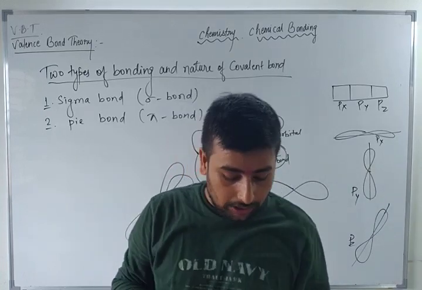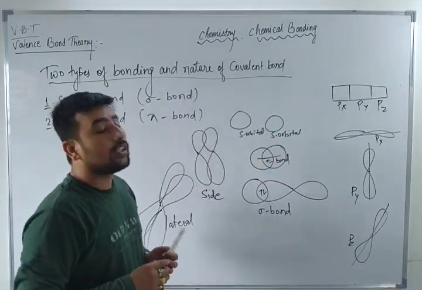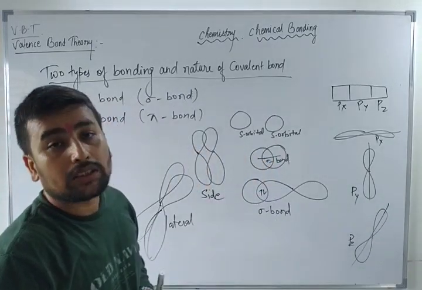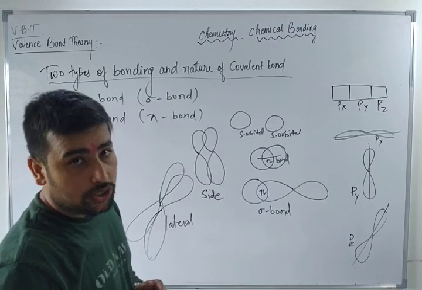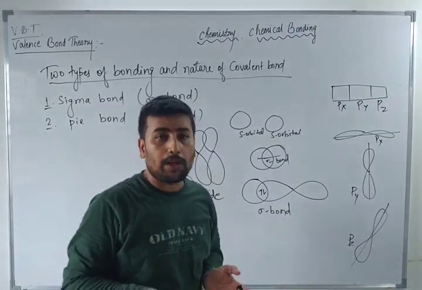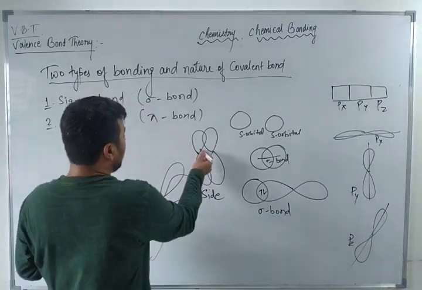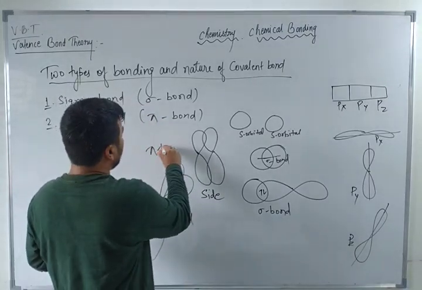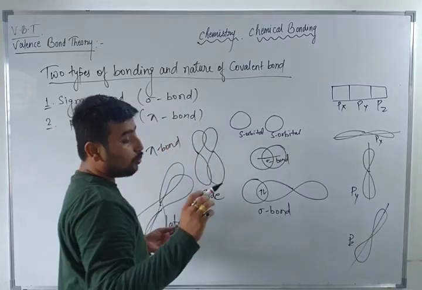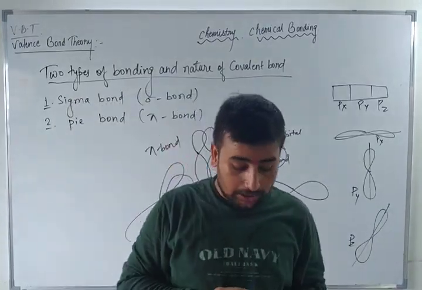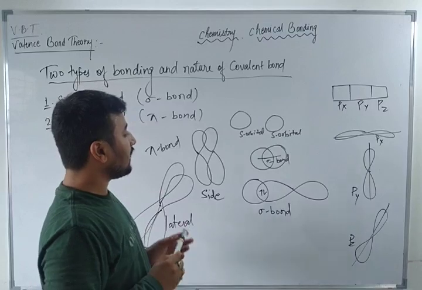So in sigma bond formation, when the two atomic orbitals overlap in the same direction, that's called sigma overlapping. And when the two atomic orbitals overlap in the sidewise or lateral overlapping, then there will be a formation of pi bond.